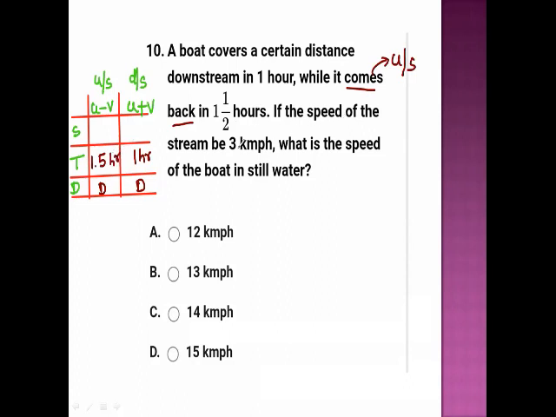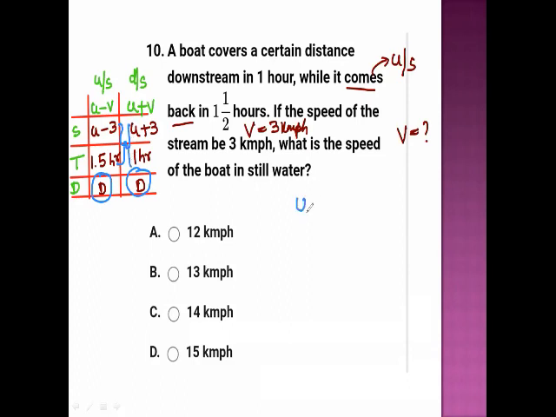Then the speed of the stream, they have given v, so v is 3 kmph. So u we don't know. I am writing u minus v, and this will be u plus v, simply because v is given. What is the speed of the boat in still water? Means they are asking for u. Simply we can find this. There is not much logic here, so simple one, because the distance is constant, the products of these two will be equal.